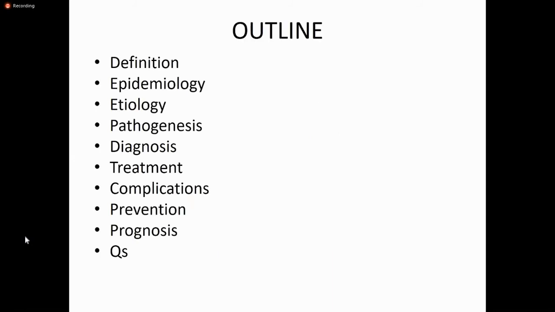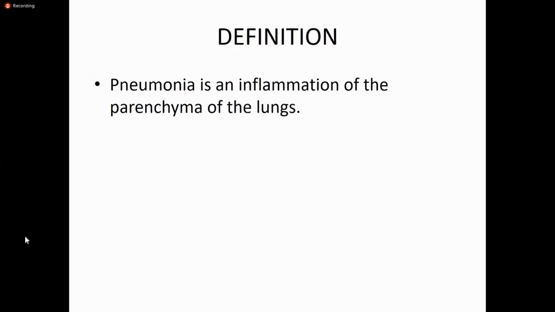Okay, this is the outline of my talk. First of all, we will briefly discuss the definition of pneumonia, and then the epidemiology, etiology, its pathogenesis, what are the ways to diagnose pneumonias, the treatment options, the complications which can occur if it is not timely treated, and how it can be prevented, and then the prognosis of the disease, followed by just a few questions which I will ask from you. Okay, now what is the definition of pneumonia? Pneumonia, as we all know, is the inflammation of the parenchyma of the lungs, right?